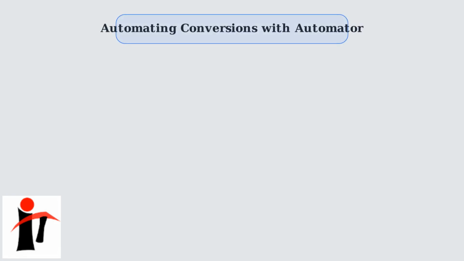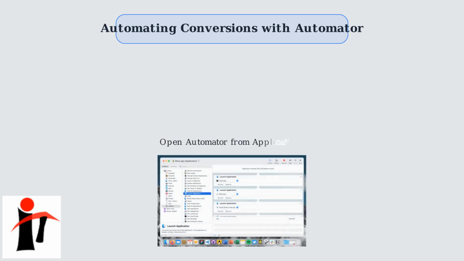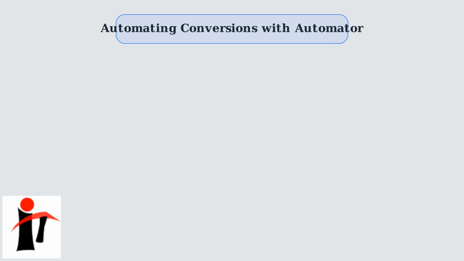For even more efficiency in converting images to PDFs, use Automator, Apple's built-in automation tool. This app allows you to create custom workflows that automate repetitive tasks, saving you significant time. Start by opening Automator from your Applications folder. It's a free built-in app that comes with macOS.